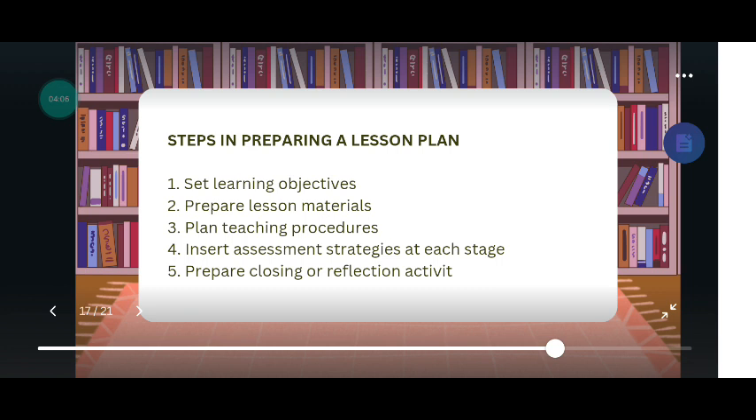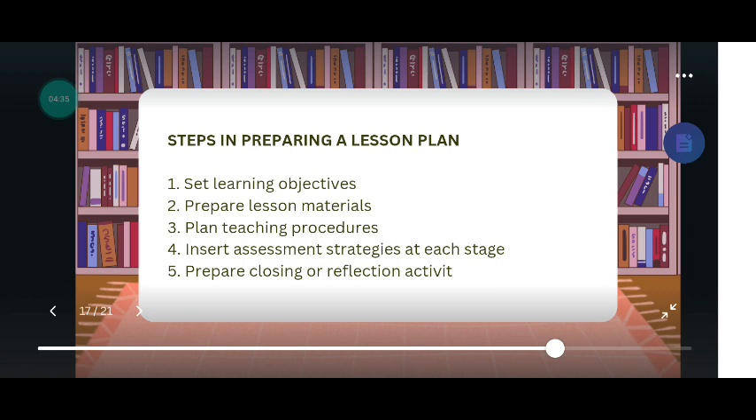So here are the steps in preparing a lesson plan. You must first set the learning objectives. Second, you must prepare your lesson materials. Third is to plan teaching procedures. Fourth is to insert assessment strategies at each stage. And last is to prepare closing or reflection activities.